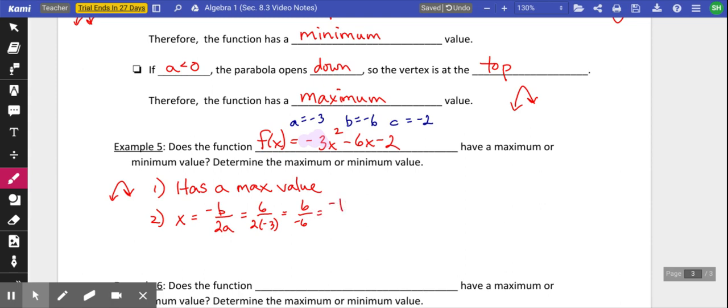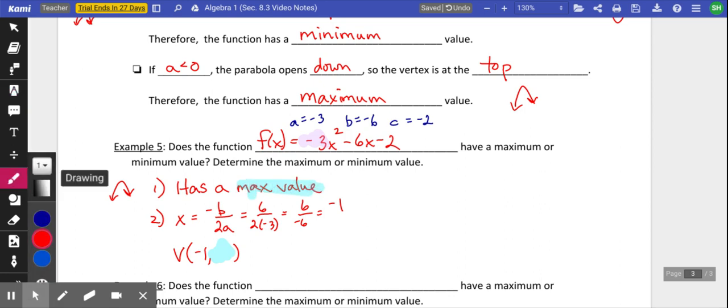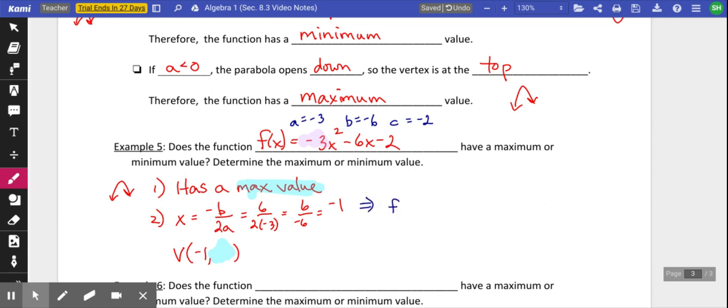Now, that is not my answer. That is the x of my vertex. We need the y of the vertex, which is going to be the max. Once we know an x, we plug it in to find the y. So I'm going to go find f of negative 1, plugging it in for our x.